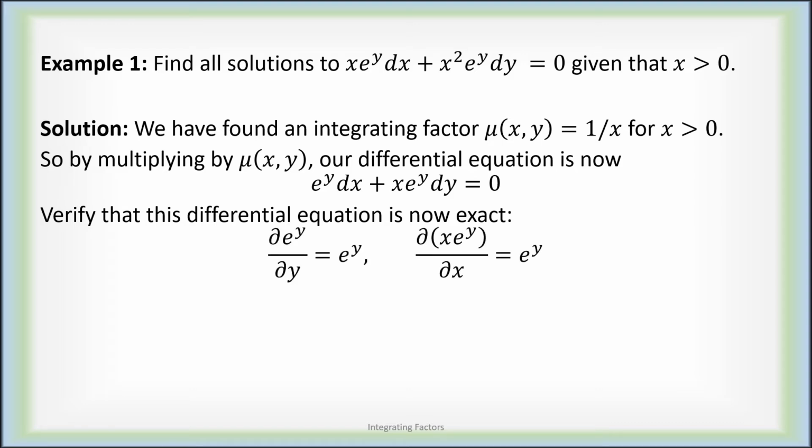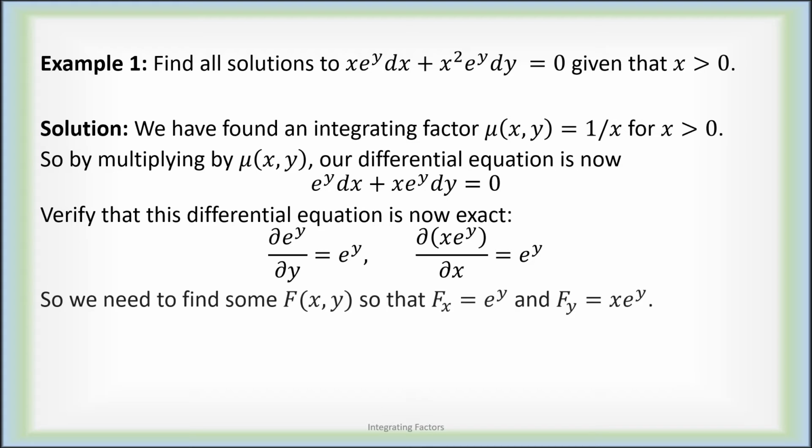So I take d by dy of that first term, and I get e to the y, and I take d by dx of the second, and since I'm doing d by dx of this term, e to the y is a constant, and the derivative of constant times x is whatever that constant is. So lo and behold, indeed, we now have an exact differential equation.